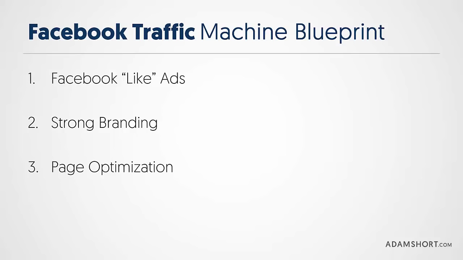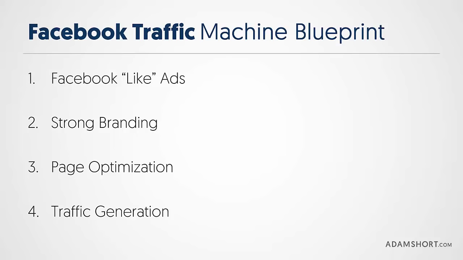Step 3 is what's called page optimization. This is making sure that your page is set up to drive the maximum amount of traffic possible from the page to your website. And then step 4 is traffic generation. This is really direct methods for driving lots and lots of traffic from your fan page to your site.